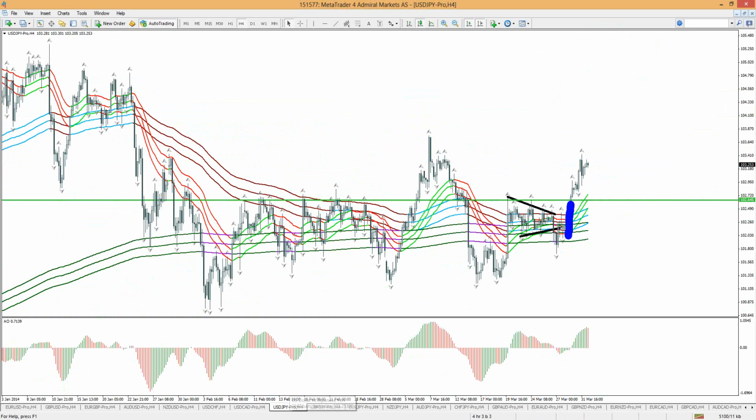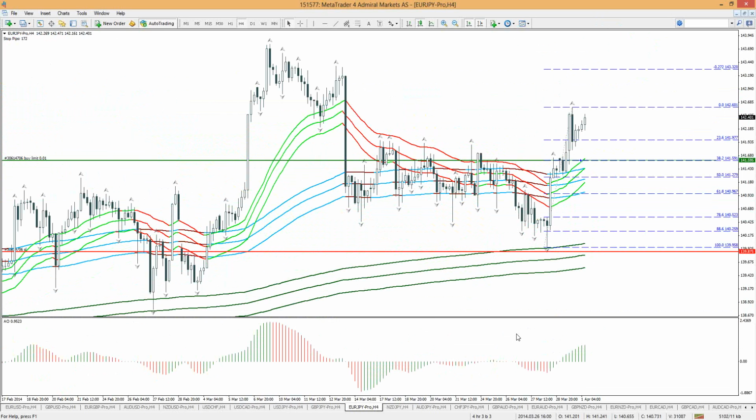Dollar yen looks like this punch is trying to break away from the moving averages. Moving averages are reacting to that. Let's see if it's sustainable or not. Euro yen is breaking out as we speak as well. Breaking out of this trend line, waiting for a hook back to the 38.2 fib to take it to the upside here.